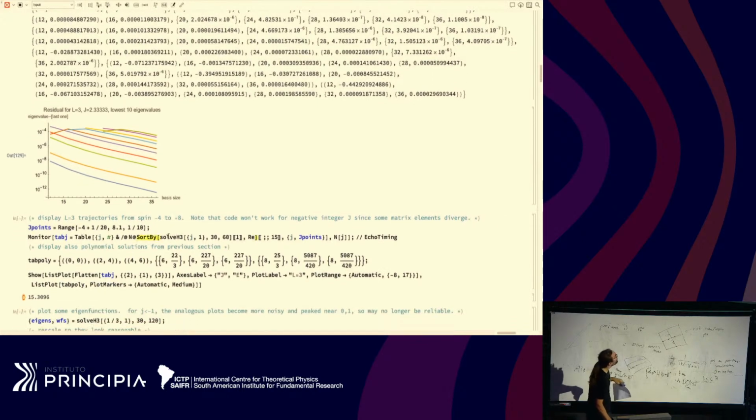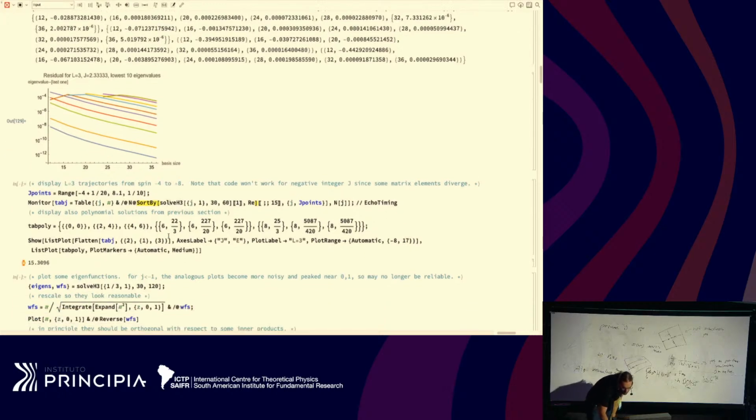By comparing with the integer spin solutions, you can also plot. Now, the finally interesting thing to do is to scan over values of the spin. So we're going to go from -4 to 8, in units of 0.1, and show you the eigenvalues for a 30 by 30 matrix. It's going to take a few seconds. It's going to go up to 8.